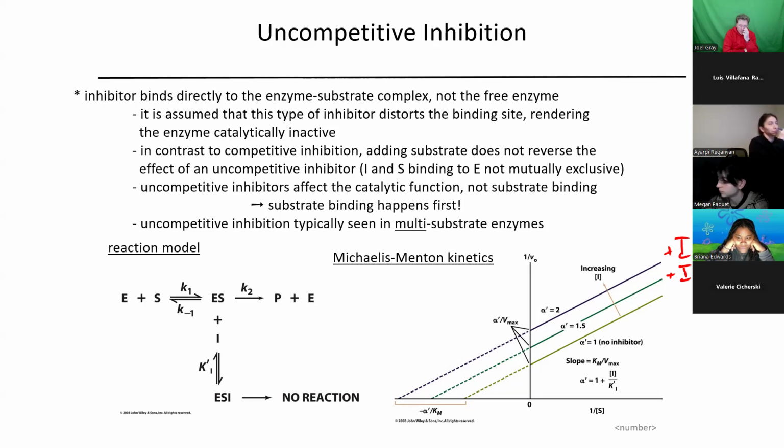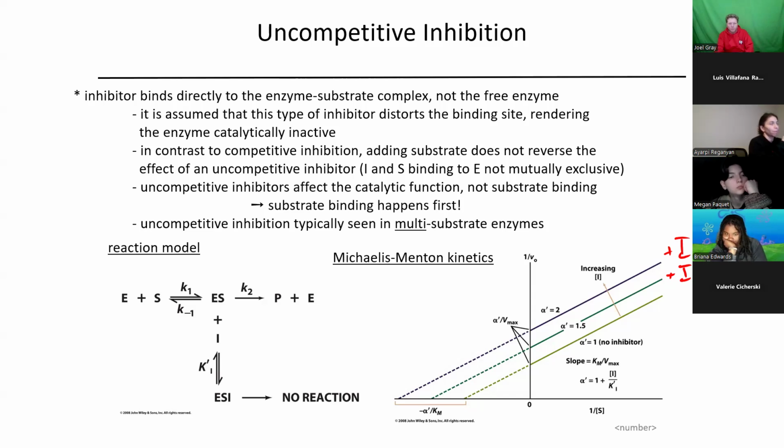Now, if you notice those lines, they're all pretty parallel to one another. So I always think about it as they change hand in hand. Like if the Km goes up twofold, then the Vmax is going to go down twofold. So they both change at a similar rate to one another.